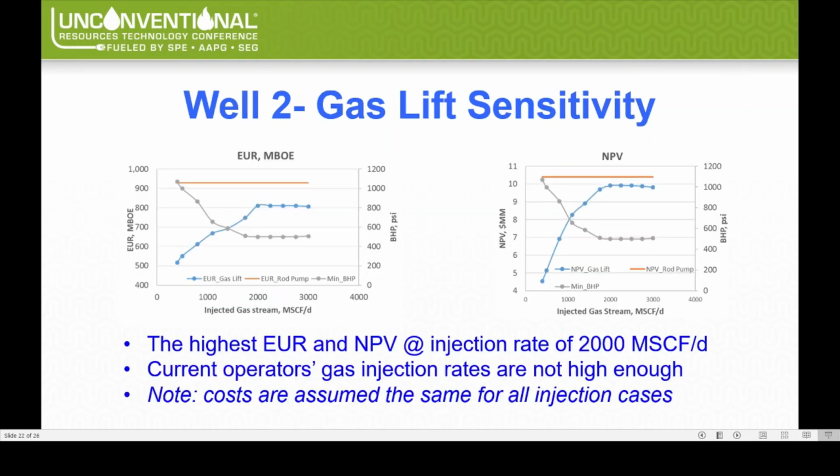We also looked at gas lift sensitivity for our Lower Sprayberry well. What is the gas lift injection rate that is needed in order to reach the same minimum flowing bottom hole pressures and to get optimal economics, because gas lift costs are much cheaper compared to the ESP. The highest EUR and NPV you had was an injection rate of 2,000 MCF per day, and the current operators' gas injection rates are not enough. So we would still recommend the ESP case, because you would need to have a really, really high injection rate that's above the average injection rate for your typical gas lift in the Midland Basin.